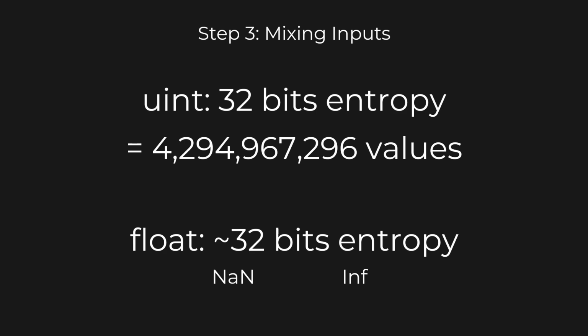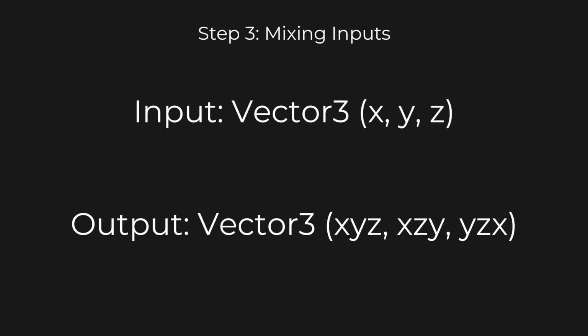To produce unique hashes for each output component, simply reorder inputs, for example using XYZ for one output, YZX for another, and so on. This breaks up correlations between outputs while preserving the full 96 bits of input entropy.